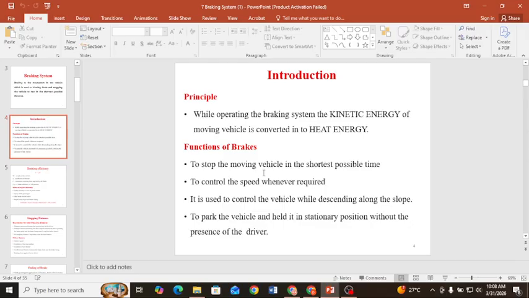To park, the vehicle is held in position without the presence of the driver. This is the function of the brake we discussed in the last lecture.